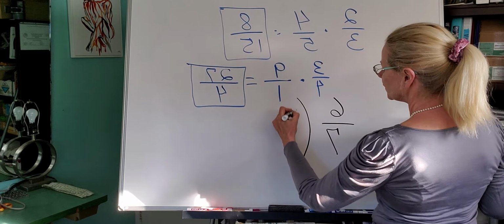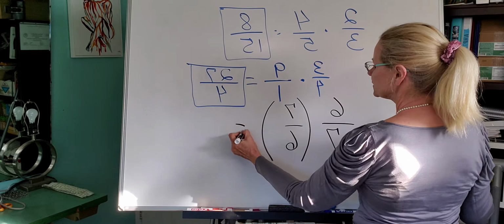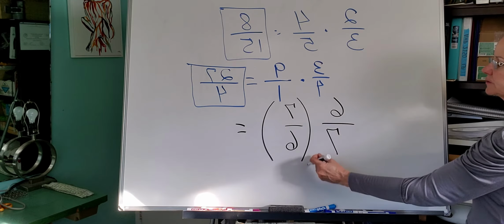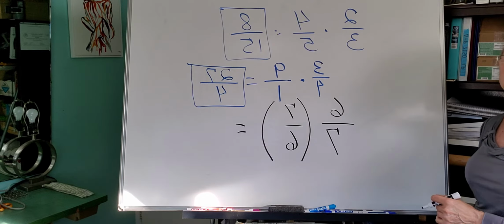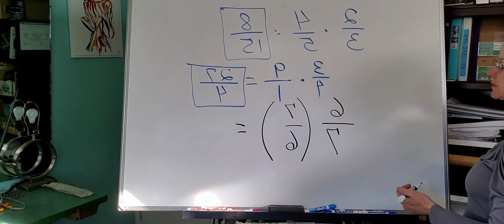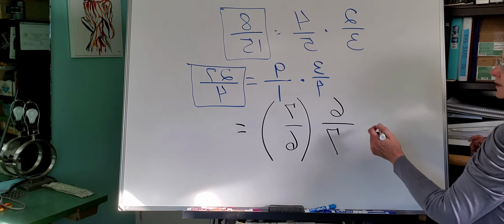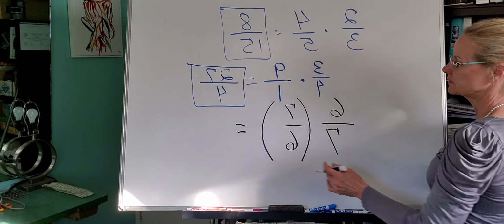Times 7/6. And this is the way it's stated. Anything next to a parenthesis is multiply. Unless there's a sign indicating something else, you're going to automatically multiply what's next to a parenthesis. So we know this is 6/7 times 7/6.